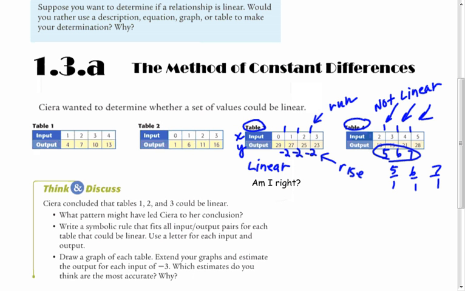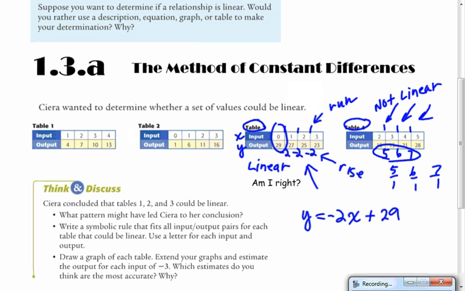So let's go on to the next. Oh, wait a minute. If it is a linear relationship, we're going to try and write the rule for that. So we're going to write the rule right now for this. And the rule is y, which is the output, is equal to negative 2x, because we're going down 2 each time for every increase of 1 in the input. And then we're going to do plus 29 because we start at 29 when the input is 0. Okay? And the other relationship, it's not linear, so we're not going to worry about writing an equation for that. All right, let's go on to the next page.